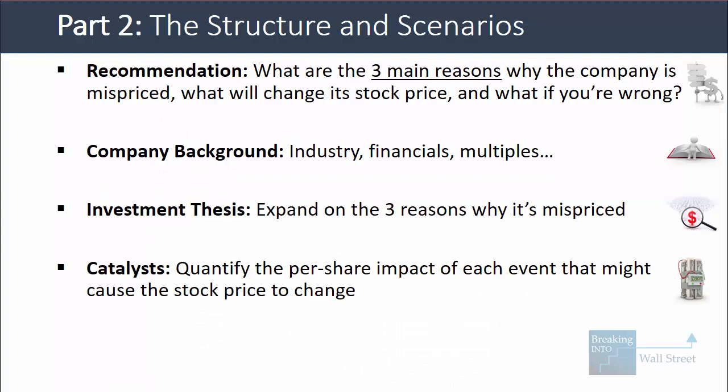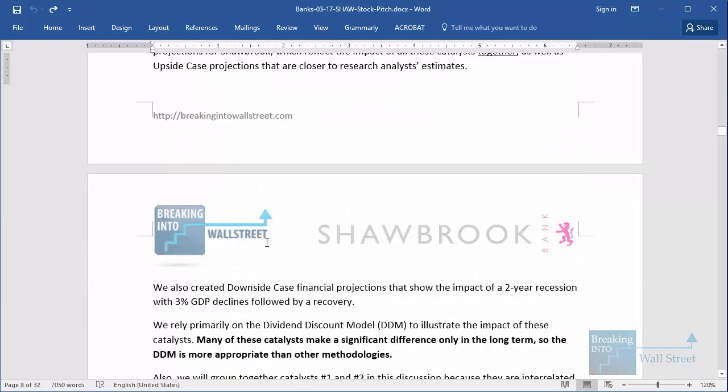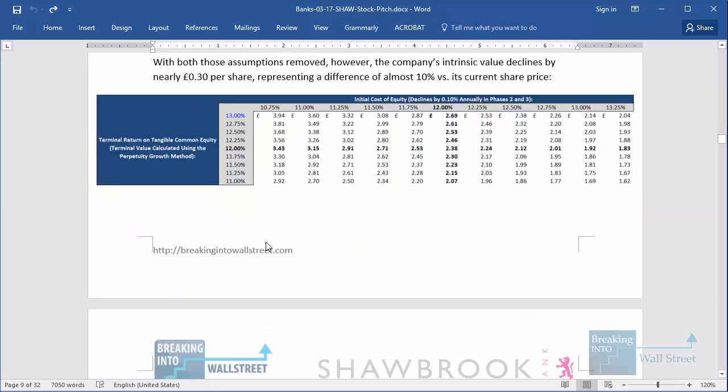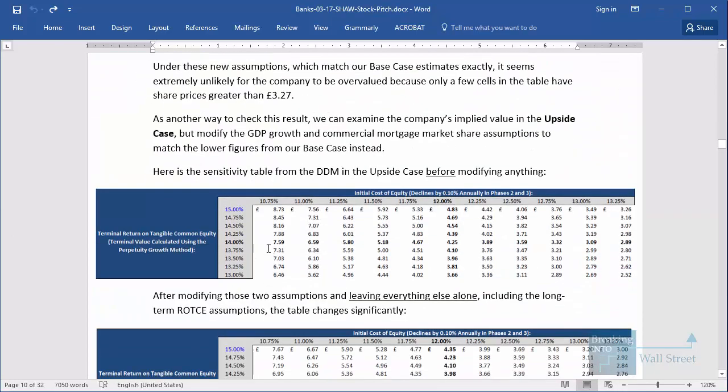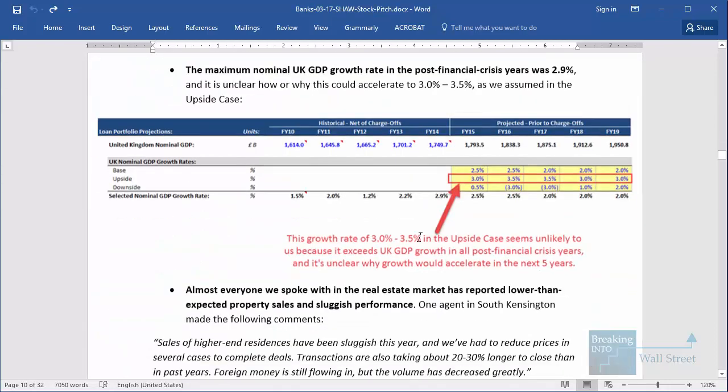In the catalyst section, you have to talk about the specific events that might drive a company's stock price higher or lower. And in this section, we do that. We paste in a lot of tables and we try to quantify everything that we're saying. And so we say, if loan yields fall by 1% or 2%, the company's share price is worth 10% less or 15% less or something like that.